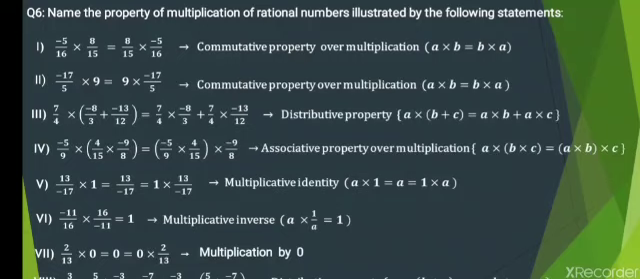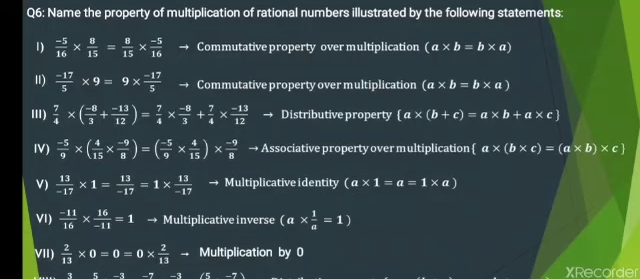Here we have just changed the pairing of the numbers. In LHS you can see that they have paired 4 by 15 and minus 9 by 8, and in RHS you can see they have paired minus 5 by 9 and 4 by 15. So which property is this, in which we always go for pairing of the numbers? This is associative property, of multiplication, because there is a sign of multiplication.